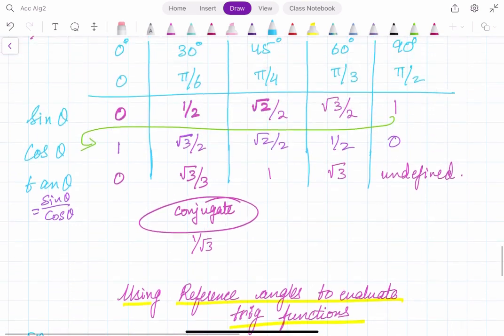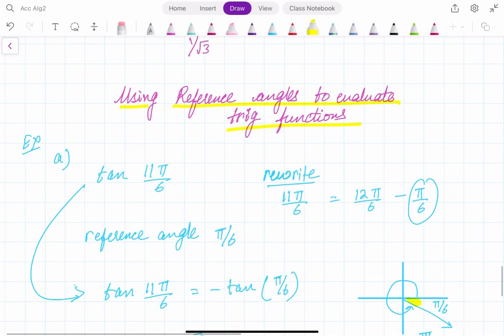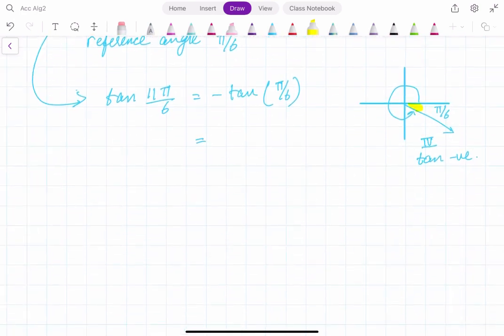So negative of tangent pi over 6. If you look at the table, tangent of pi over 6 is radical 3 over 3. That will be our answer, negative radical 3 over 3.